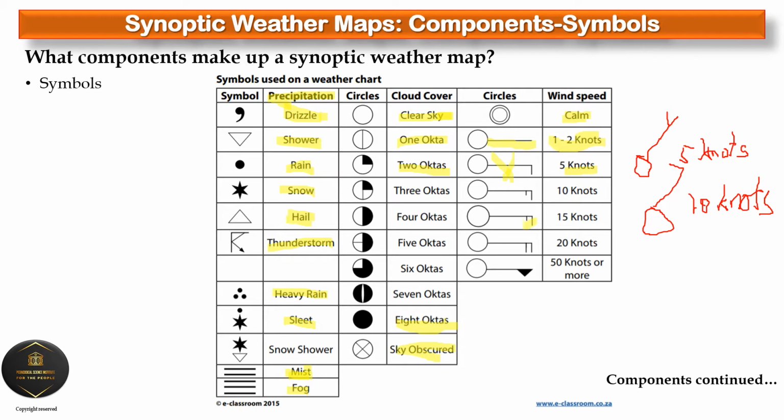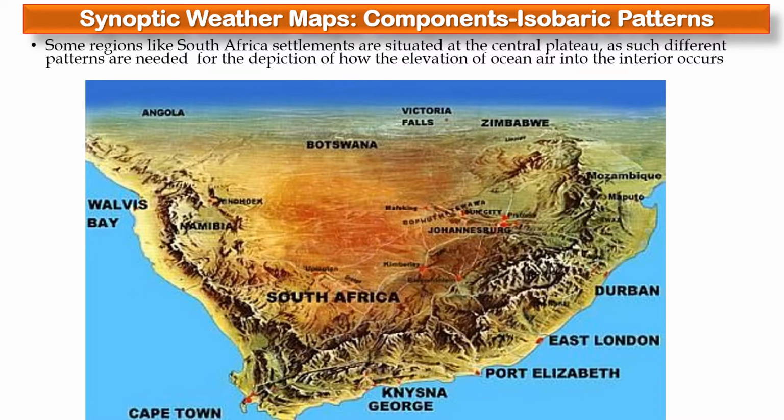So this is 15 knots, so you have that long arrow and a short one. That's 15 knots. If it's 20 knots, both the feather-like structures are long. If it's 50 knots or more, you have a shaded triangle, right? So that is 50 knots or more. Strongest winds. So that's how you use the symbols.